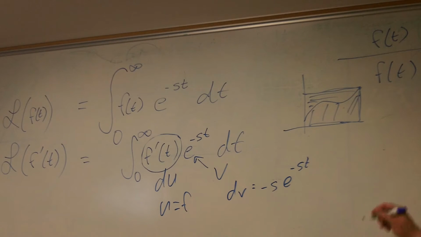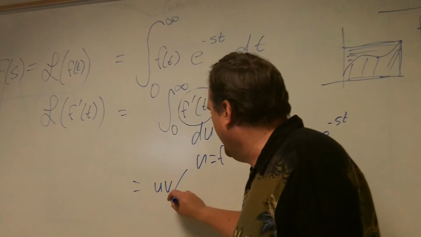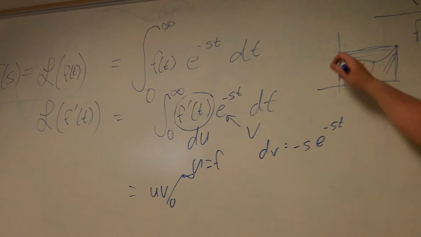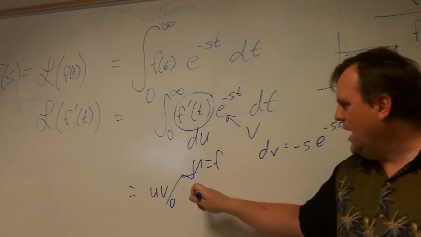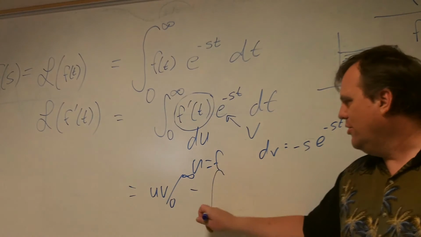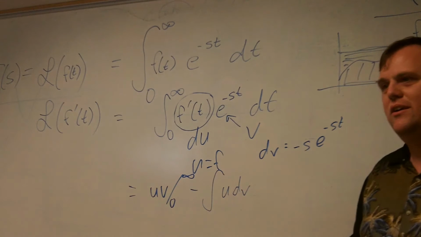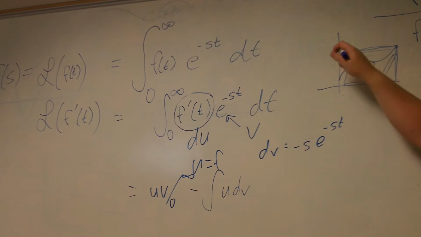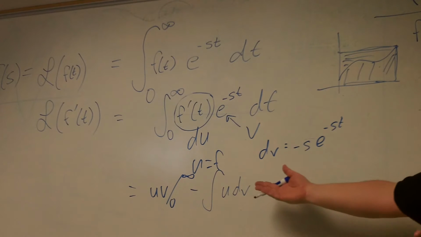And what you get is uv integrated across the entire thing. In this case, I was going from 0 to infinity. That's the total area, that's the box, minus the integral of u dv. That's this part up here. So the area under is the box minus the area over. It's even written in that form.